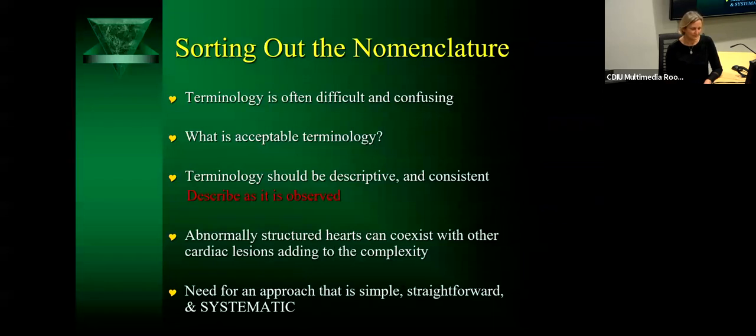So what is acceptable terminology? Well, it should be descriptive and consistent and described as it's observed. We know that abnormally structured hearts can coexist with other cardiac lesions, adding to the complexity. So we really need an approach that is simple, straightforward, and systematic.